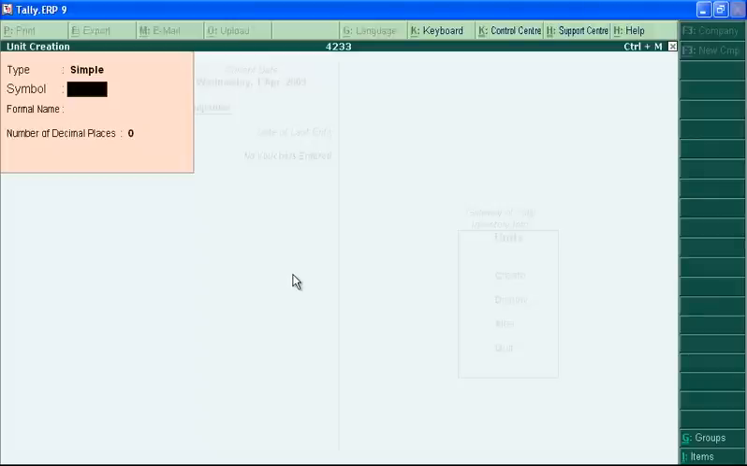And then you have to create volumes of products. This means some products are bought or sold on the basis of volume, and in these products we can include liquid products. First we will include liter, a unit of volume, L, and the formal name is liter.